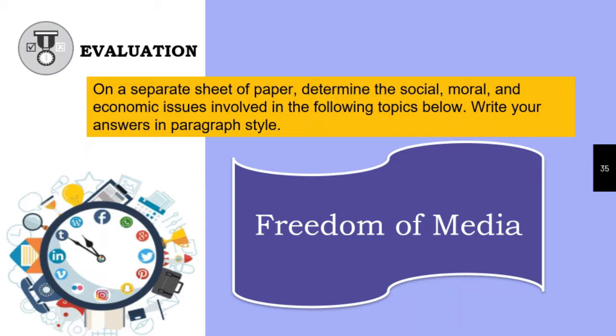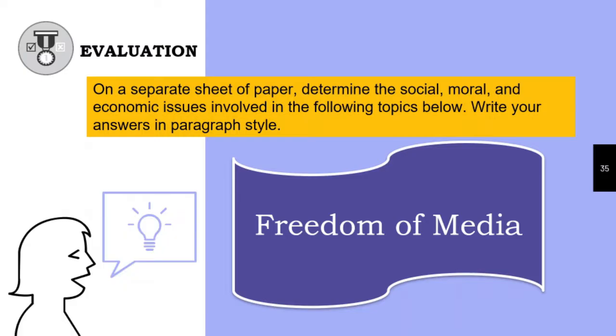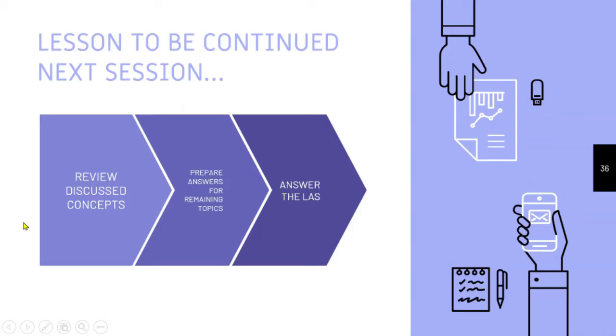And how do we get or give the issues in terms of social, moral, and economic issues, in the very moment that we use these social media platforms? Alright, so write your paragraph beautifully and justifiably. Lesson to be continued. Next session, review discussed concepts, prepare answers for remaining topics, and answer the learning activity sheet.